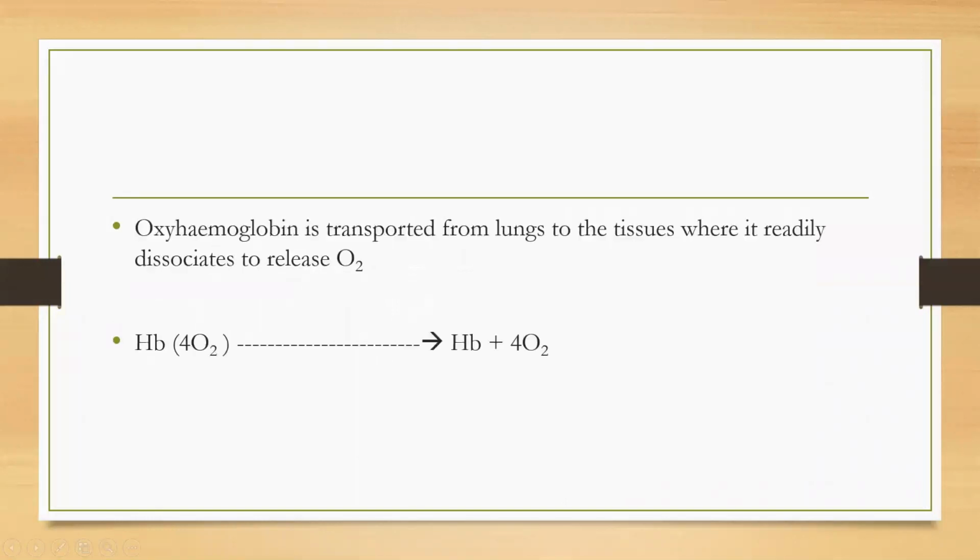Now oxyhemoglobin is transported from the lungs to the tissue where it readily dissociates to release oxygen. In the last lecture we had studied that oxygen enters into the lungs. That means the pressure of oxygen is high in the lungs. And lungs basically have alveoli. In the last lecture we had studied this.